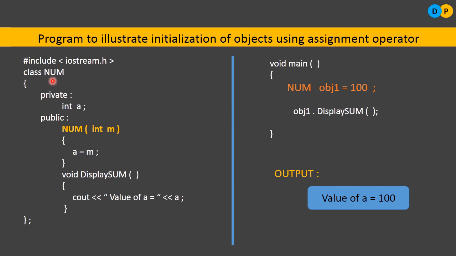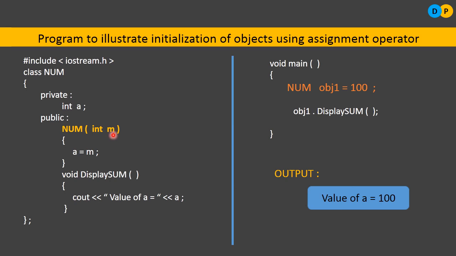Please notice here, I have considered a program where you will be displaying the value of a particular data member. The class name is num. Within the class we have a data member A. In the public access specifier, we have a constructor. What type of constructor? Again, there is an argument. Whenever there is an argument, it is a parameterized constructor. It's not a default constructor. The constructor name will be the same as the class name, and this is an argument.